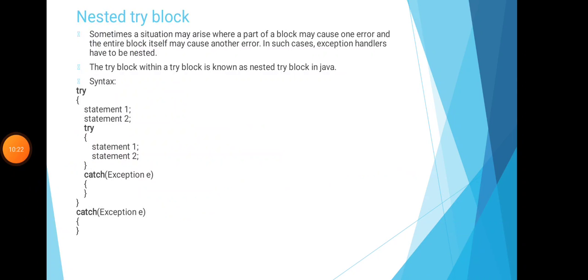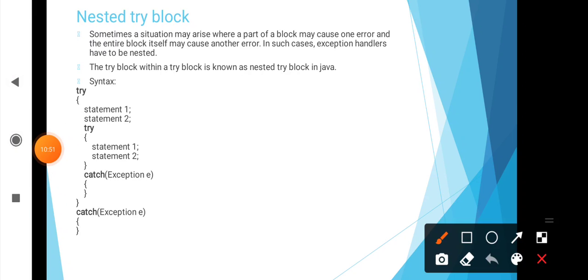Then nested try block. Sometimes a situation may arise where a part of the block may cause one error and the entire block itself may cause another error. In such cases, exception handlers have to be nested. A block within a try block is known as a nested try block in Java. Here is the syntax for a nested try block.